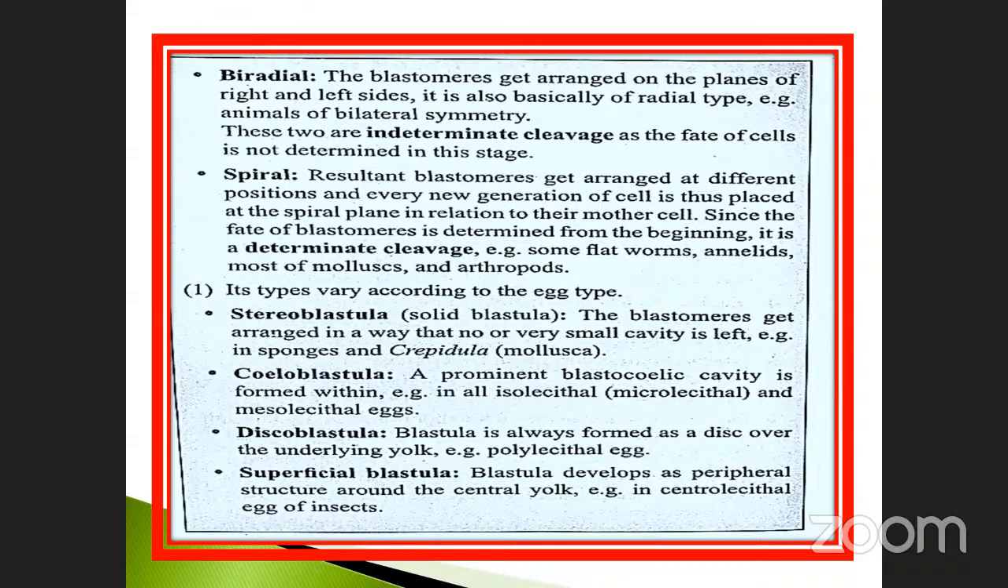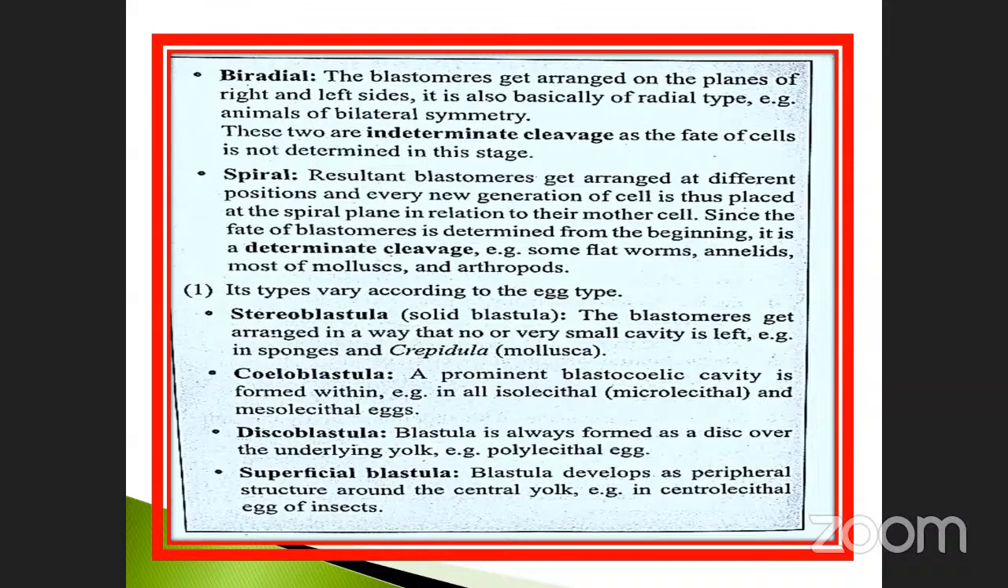Another one is spiral. In spiral cleavage, the resultant blastomeres get arranged at different positions, and the newly generated cell is placed in a spiral plane in relation to its mother cell. Since the fate of the blastomeres is determined from the beginning, it is determinate cleavage. Examples: some flatworms, annelids, most mollusks and arthropods have spiral cleavage.